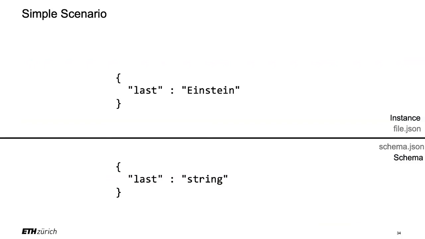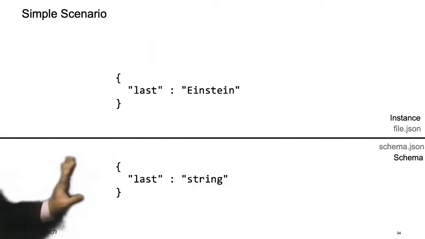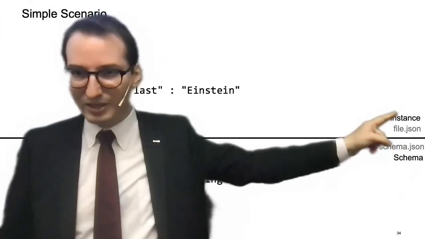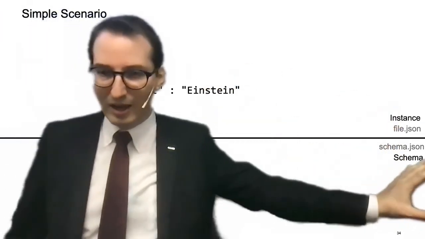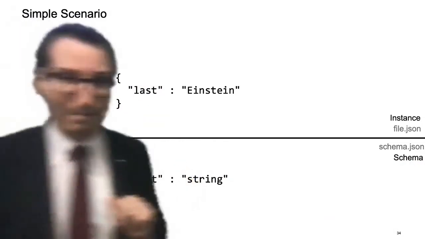So let's start with a simple example. Every time we try to validate data, I will put on one part of the slide the actual data we want to validate. The fancy word for that is instance. We want to validate an instance. This is why I put instance over there with file.json. If you store it in some file, that would be the name of the file. And on the other part of the slide, I put the schema itself, which is also stored in some file. So we have the instance, which is the data we want to validate, and the schema, which gives us the information about what structure we want to find in there.